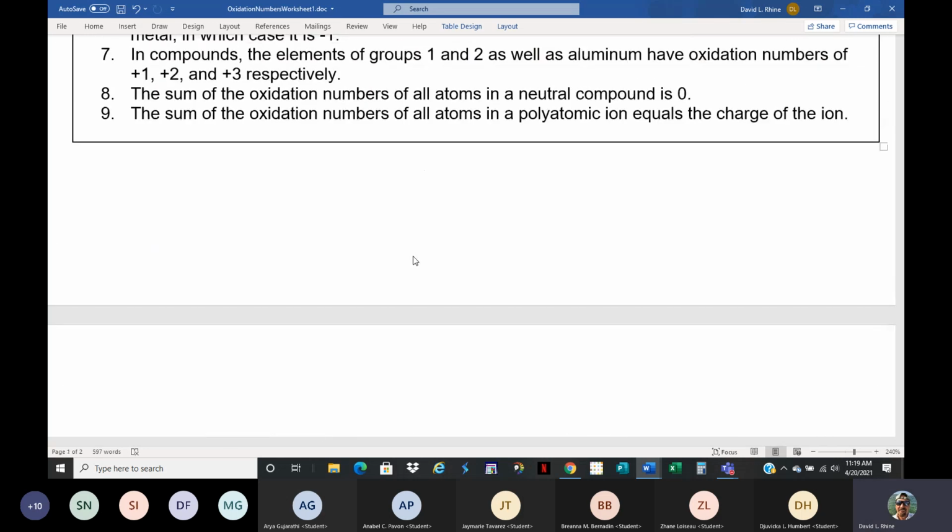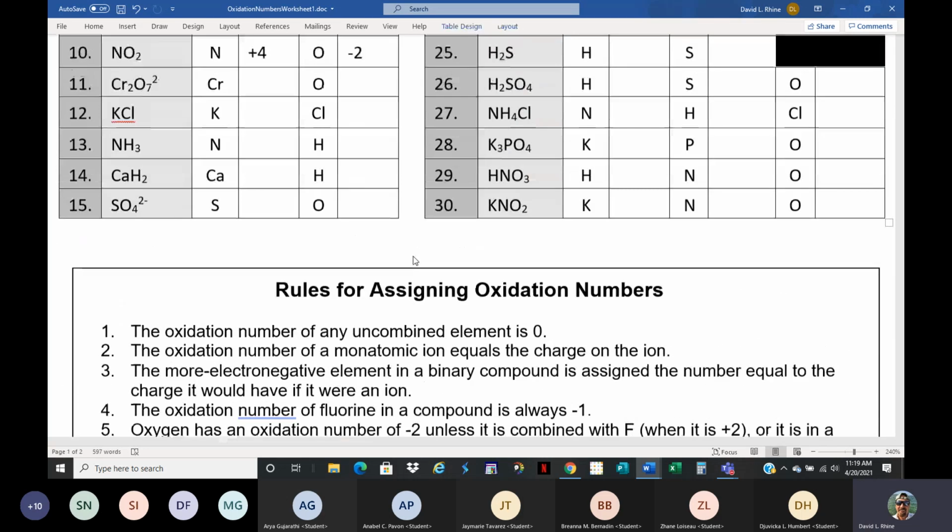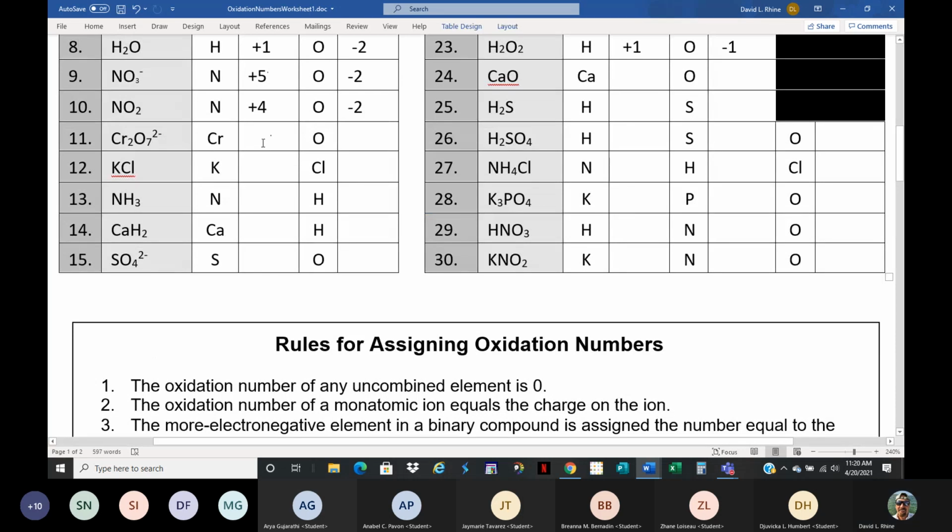Should I go back up? Oh, gotta do it this way. Okay. Now, periodic table.